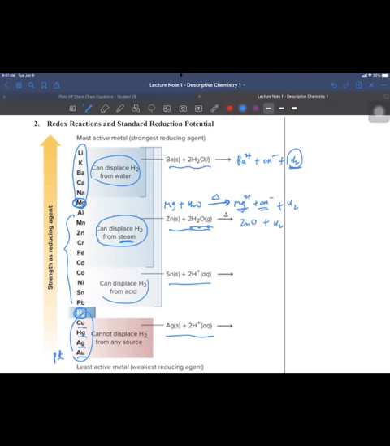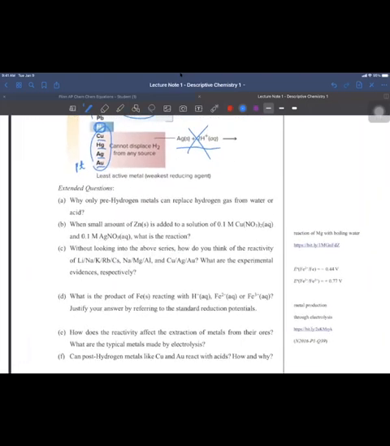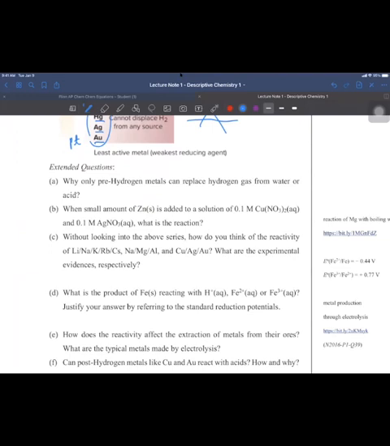And for those not so reactive, they can only displace hydrogen from acid. So I think this is more straightforward here. And for those post-hydrogen metals, they cannot react with H+. So I have a few extended questions here. Let's have a very quick look.